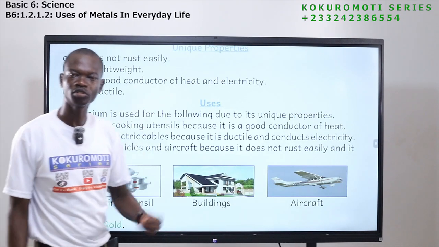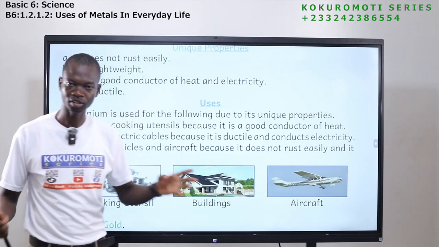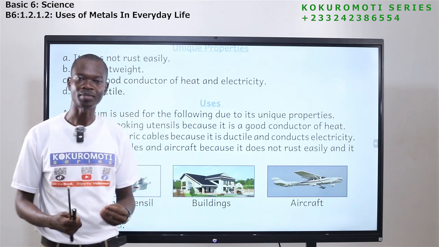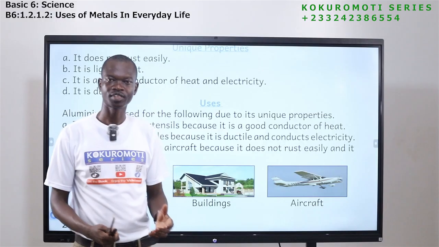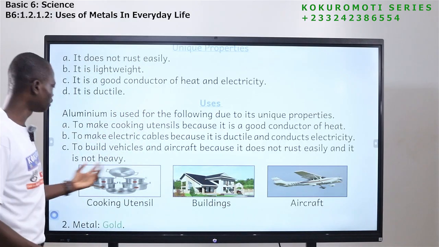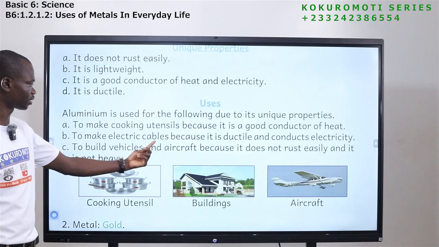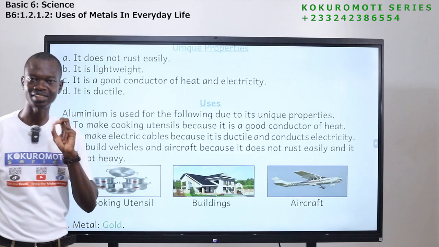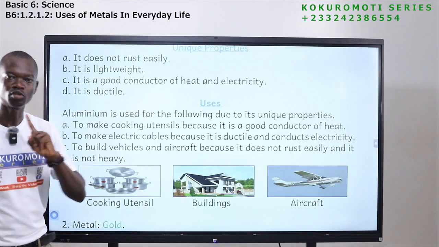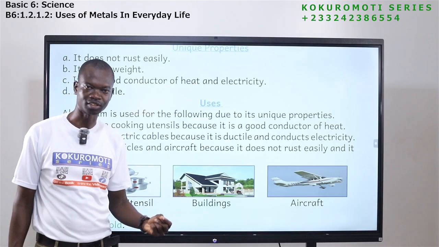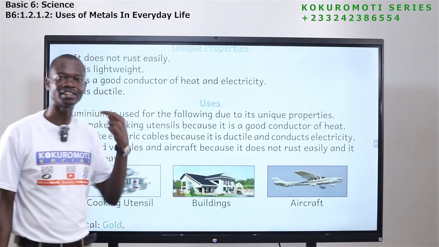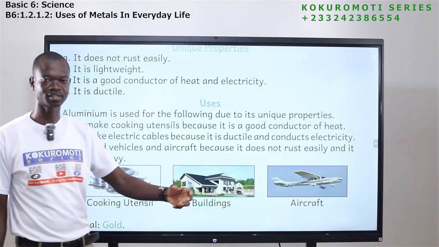Two, the next one, to make electric cables. We use aluminium to make electric cables because electricity can pass through. At the same time, it is ductile, meaning it can be drawn into wires. So aluminium is used to make electric cables because of two properties that it has. One, a good conductor of electricity. Two, ductility, meaning it can be drawn into wires.